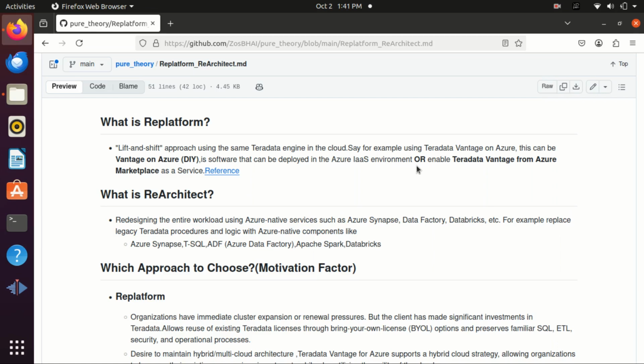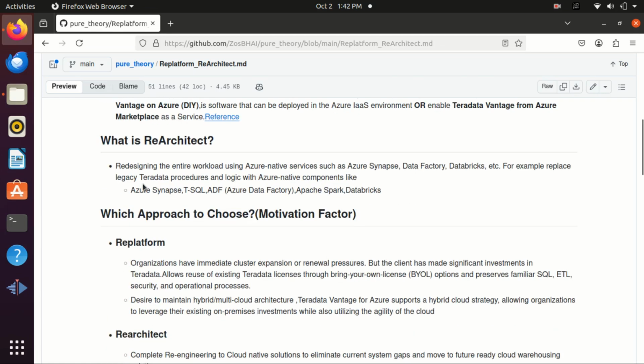Option 2 is to use Teradata Vantage directly from Azure Marketplace. In this case, you don't have to worry about the infrastructure provisioning, performance, security, or operations. It is a fully managed service handled by Teradata.